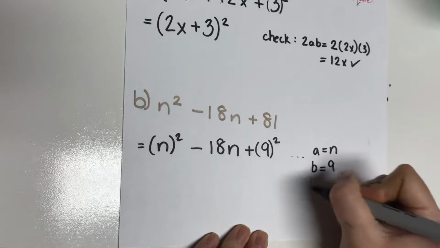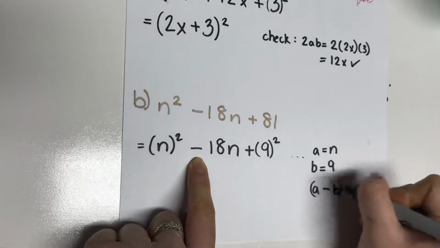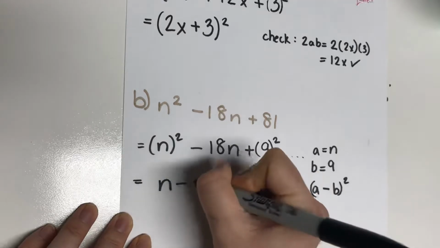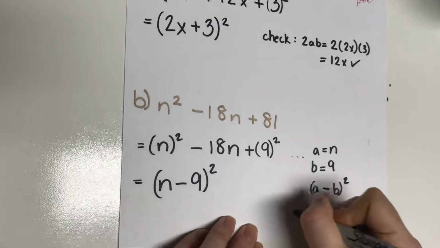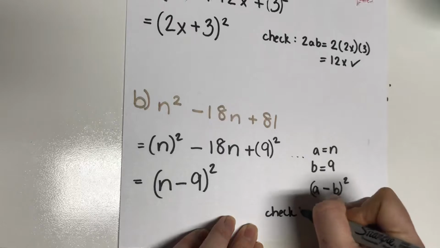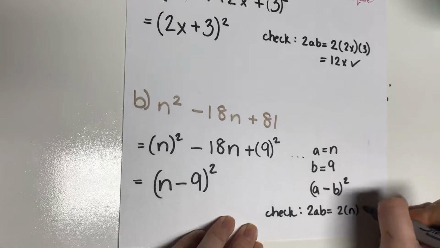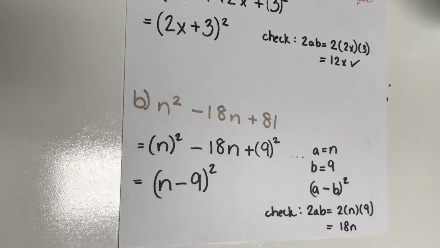And I know that when I factor it, it'll be A, the sign is negative, minus B squared. So I can write n minus 9 squared. And I can check: 2ab is equal to 2 times n times 9, which gives me 18n. So I'm good. And you don't have to worry about the fact that the sign, that's okay, because the sign is going to work out anyway. Okay.